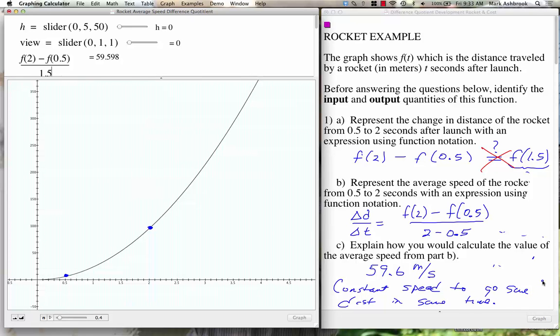You give a second rocket, they're both at 0.5, they're at the same height. That second rocket's just going to cruise, right? Every second it's going to go 59.6 meters. Our rocket's going to speed up through that time, but they're going to achieve the same change in distance in that same amount of time.